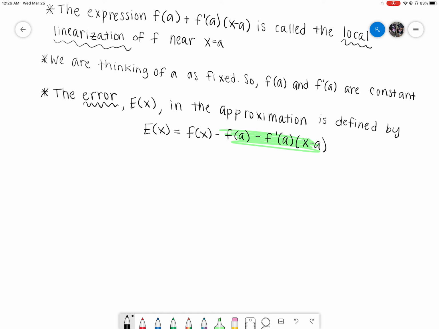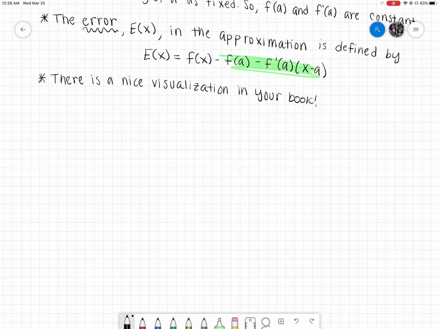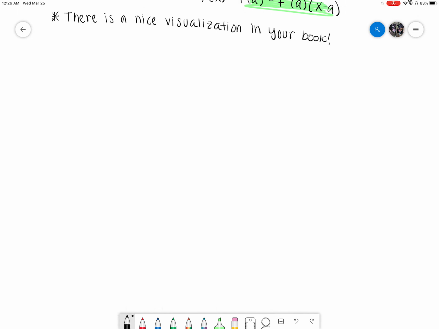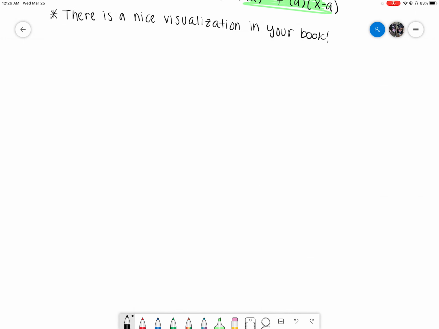And your book has a very nice visualization of this. So I'm not going to attempt to draw it on an iPad, so I'm just going to make a note that there is a nice visualization of this in your book. So I recommend you go check that out. That can kind of help you put the pieces together and see what's going on. We are going to move into an example.